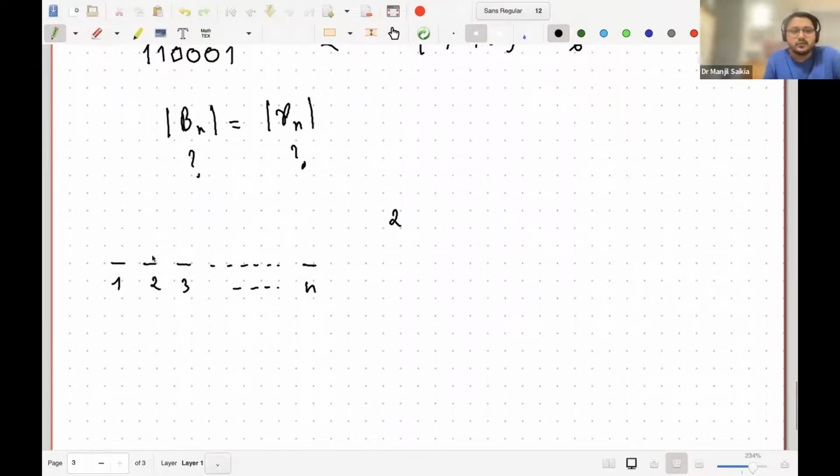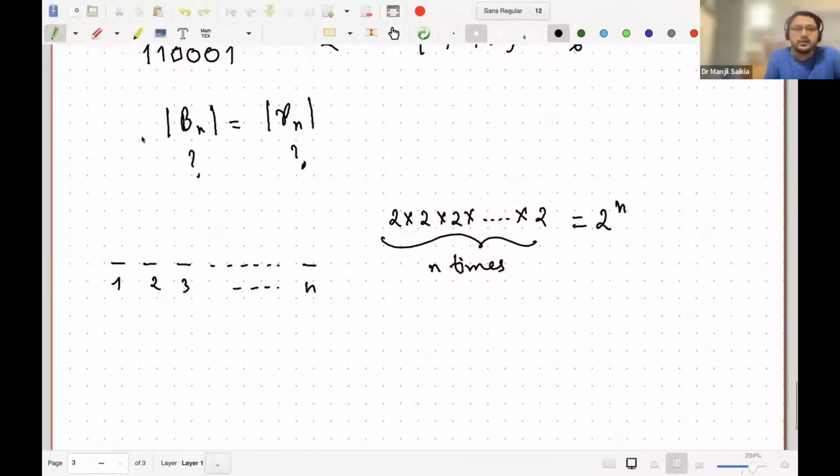Again, you can put a 0 or 1 in the second position, which means you can do it in two ways. And similarly in the third position as well. So all of these positions can be filled up in two ways. So the total number of ways that you can fill up these n positions is just 2 times 2 times 2, n times, and this is equal to 2 to the power n. So B of n is equal to 2 to the power n.